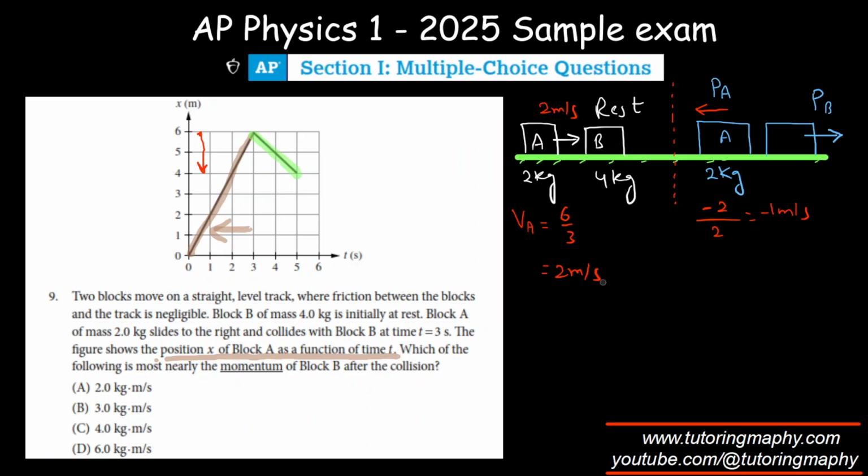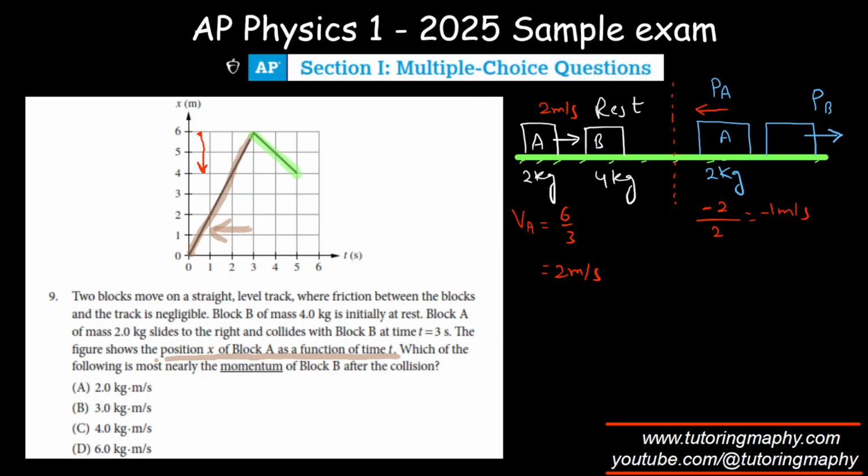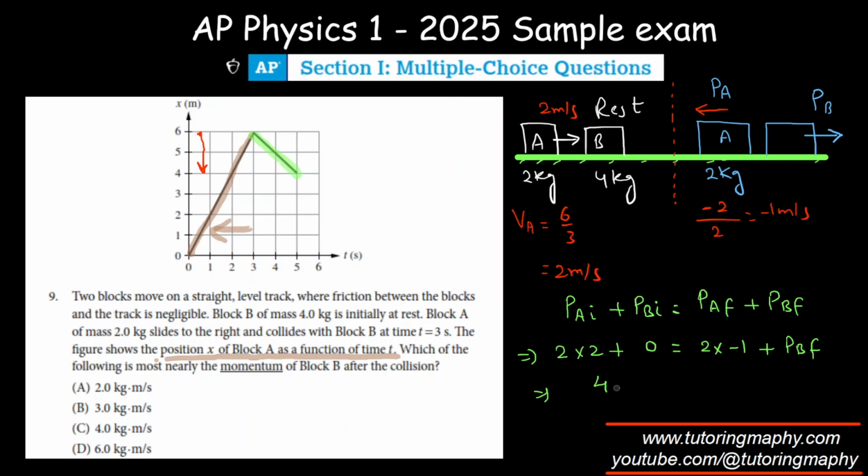So the initial momentum of the situation should be equal to the final momentum. What is the initial momentum? Initial momentum is only of block A because block B is at rest. So I'm going to write first that PA initial plus PB initial is equal to PA final plus PB final. PA initial is mass times velocity. PB initial is 0 because B is at rest. PA final will be mass times velocity, where velocity is minus 1. And PB final is what I need to find. So this is 4, this is minus 2, and this is PB final.